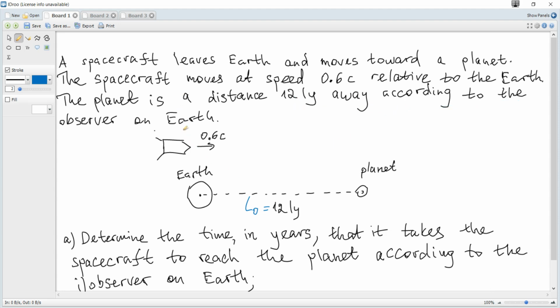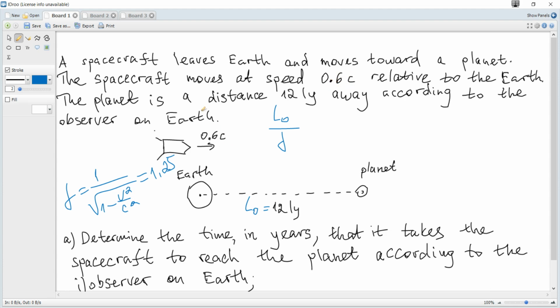But the observer in the spacecraft will measure the contracted length because this length is moving relative to the spacecraft, and this distance is L0 divided by gamma, where gamma is 1 over root 1 minus v squared over c squared, and it's 1.25 for v to be 0.60.